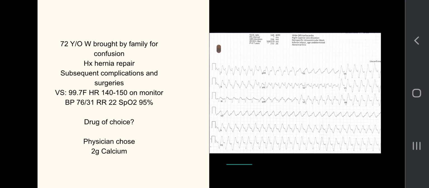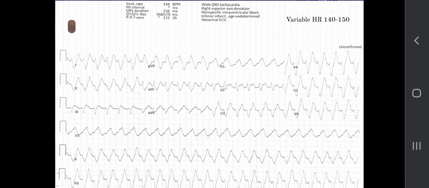Sometimes it would go 142, jump up to 147, back down to 140, back and forth between 140 and 150 on the monitor. Blood pressure was 76 over 31. Resting respirations were 22, and the SpO2 was 95%. What would your drug of choice be here? As you look closely, it does look pretty ventricular in rhythm. This physician chose 2 grams of calcium.